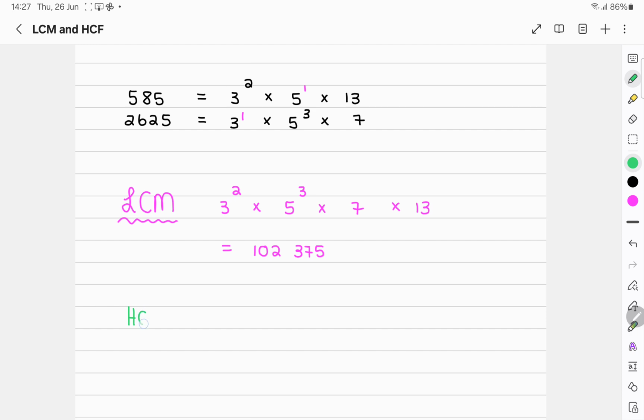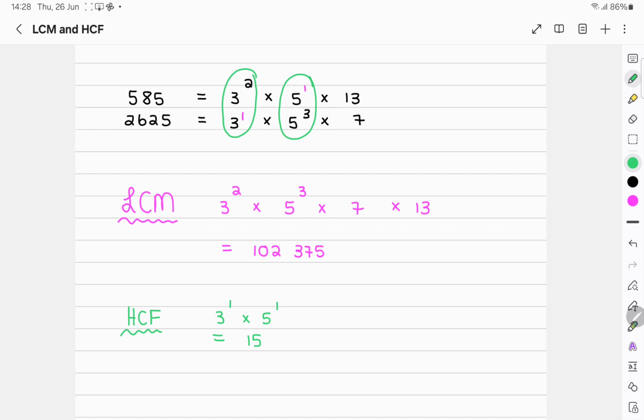Then the highest common factor. Oh, what is the opposite of high? We go low. So only the ones that are represented both times, or in both numbers. And can you see it's only the 3 and the 5? Then what do we use? The lowest exponent. 3 to the power 1 and 5 to the power of 1. And 3 times 5 is 15.